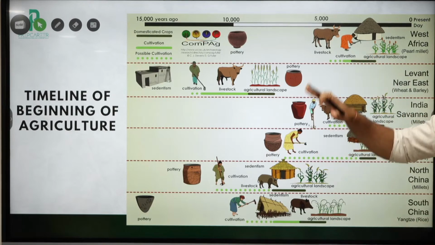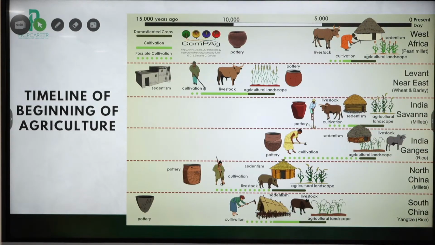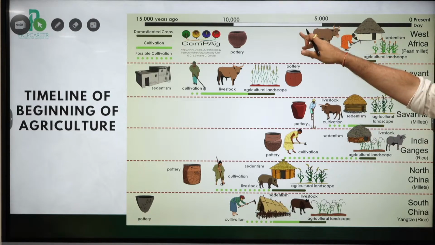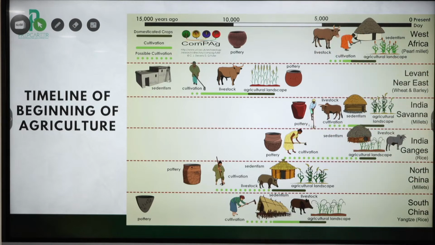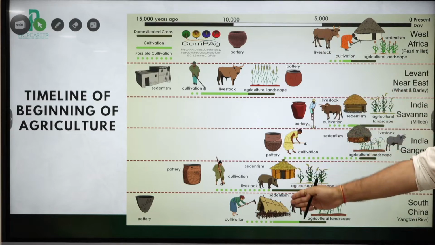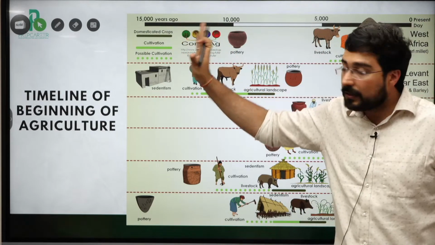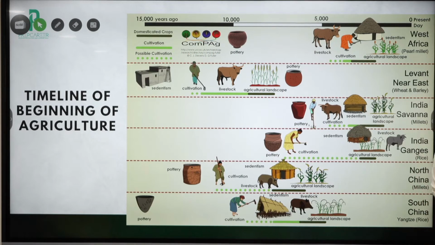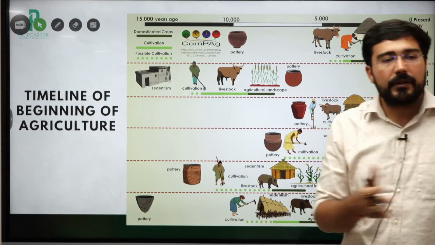Now look at the timeline. At different places like West Africa, Levant, India, and within India also, the Ganges, North China, South China, there is a different time period in which we see the beginning of agriculture. It's not that at every place we see it at the same time. You have this scale roughly. So in India, mostly our cut-off time is roughly around 6000 BC. At many places like Koldihwa, Mehrgarh, even Lahuradewa, it is roughly around 6000 BC. At some of the places we even found examples till 15,000 BC. So this is something you have to remember, that in India the majority of the beginning of agriculture is roughly around 6000.